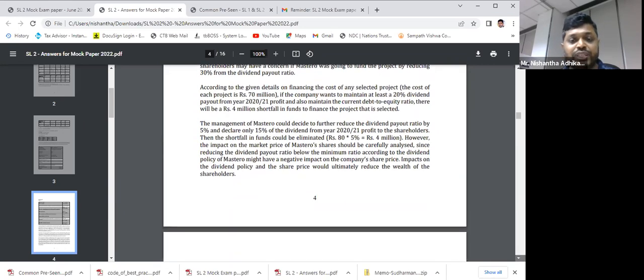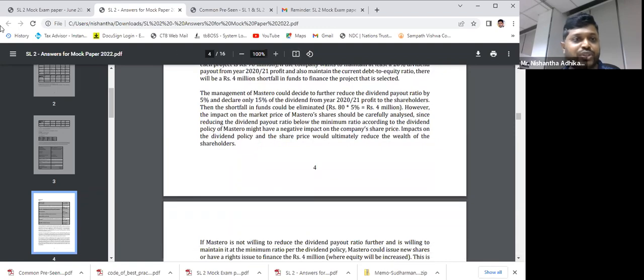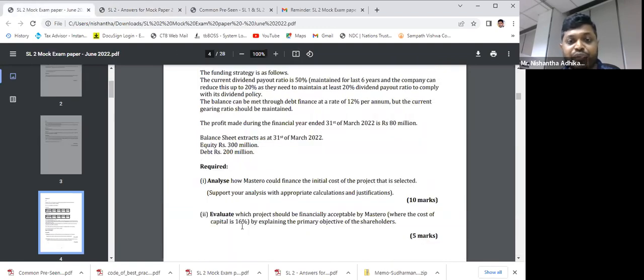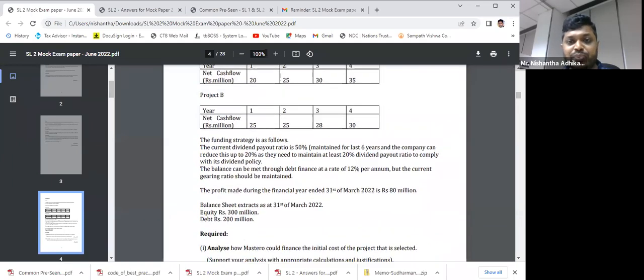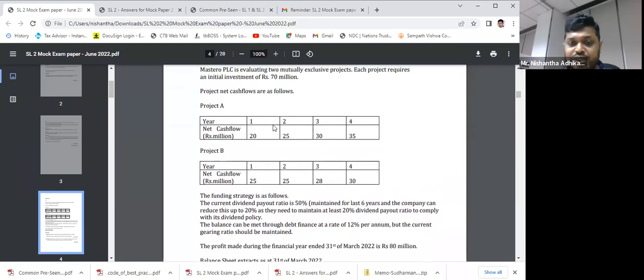Then you have to do the second part of the question, which says evaluate which project should be financially acceptable by Mastero, where the cost of capital is 16%, by explaining the primary objective of the shareholders. Now you have to discount these cash flows, the present value of these cash flows at 16%.